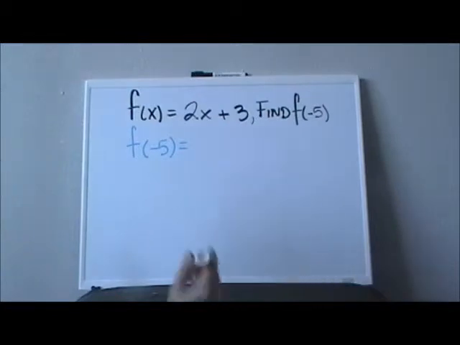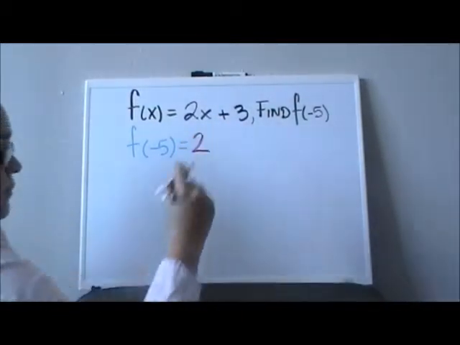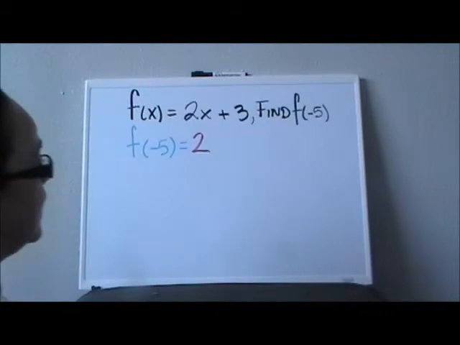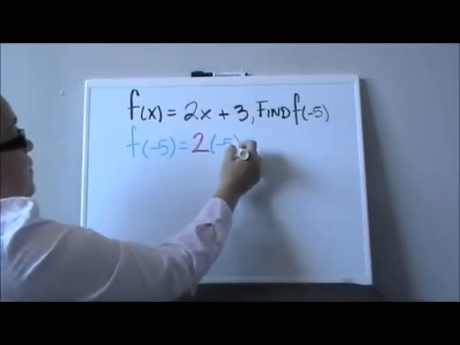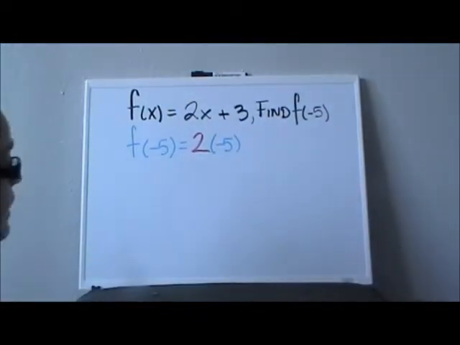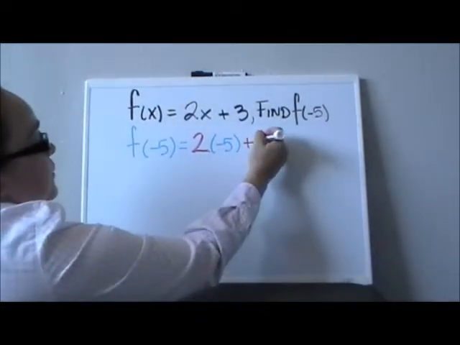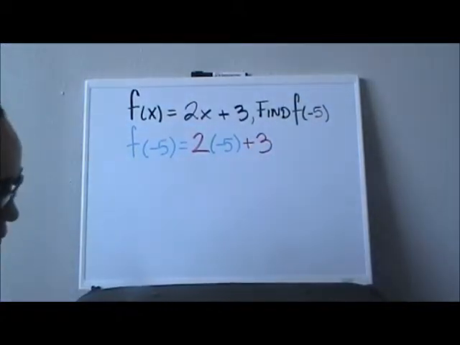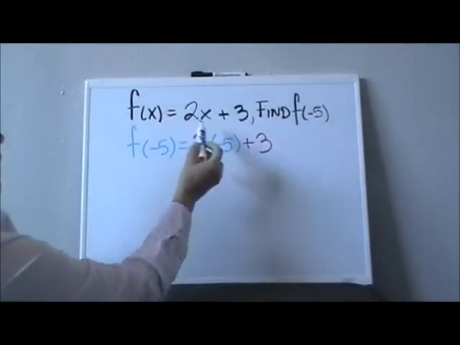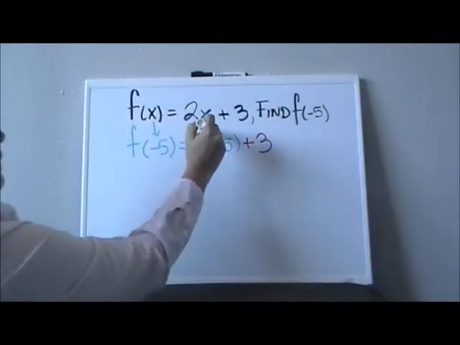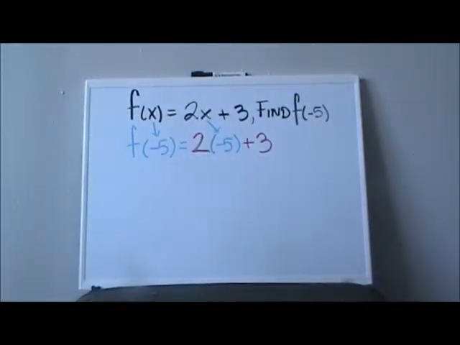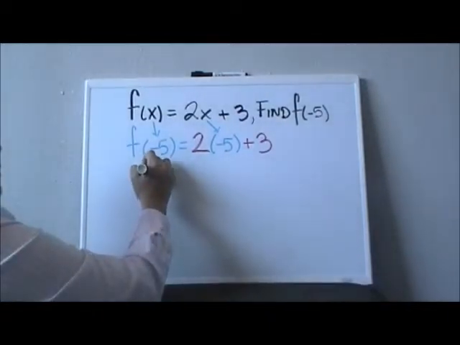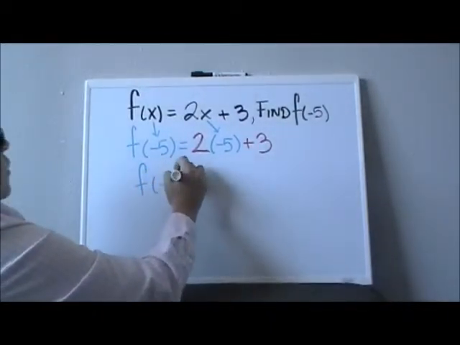So, I first start with a 2. And then, I'm going to have my x, but instead of x, I'm going to write negative 5 inside of my parentheses. Then, I have a plus 3. So all that you have to do now is use order of the operations. Again, I want you to notice that all that happened is each one of those x's got replaced by a negative 5, which is the value of x. So all that we have to do now is use order of the operations to solve.